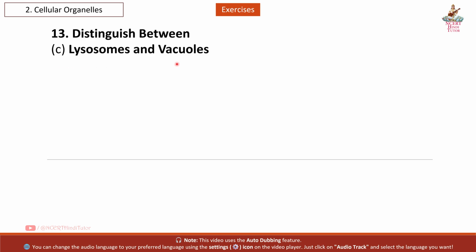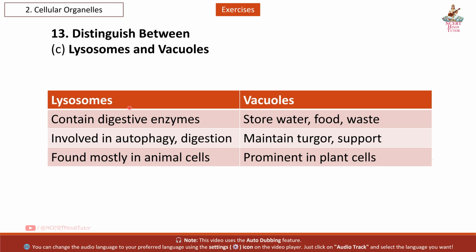C. Lysosomes and vacuoles. Lysosomes contain digestive enzymes, vacuoles store water, food, waste. Lysosomes involved in autophagy, digestion, vacuoles maintain turgor, support. Lysosomes found mostly in animal cells, vacuoles prominent in plant cells.